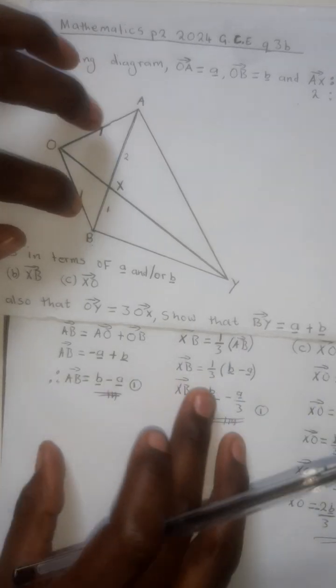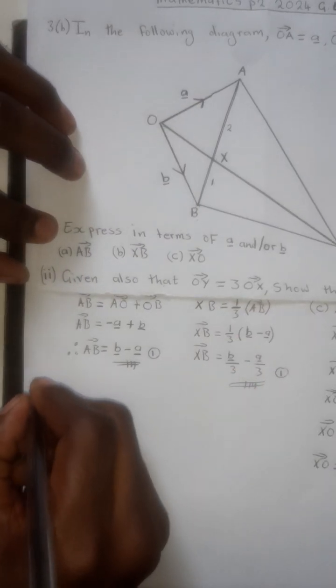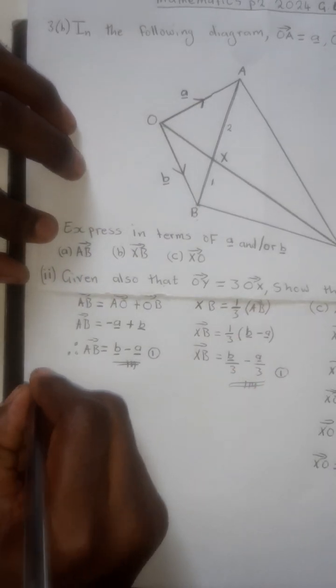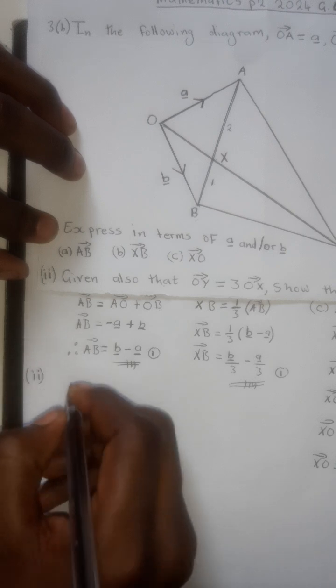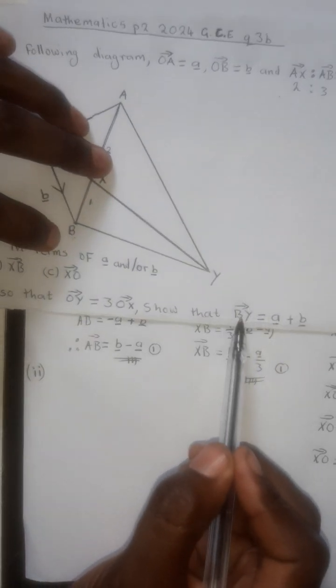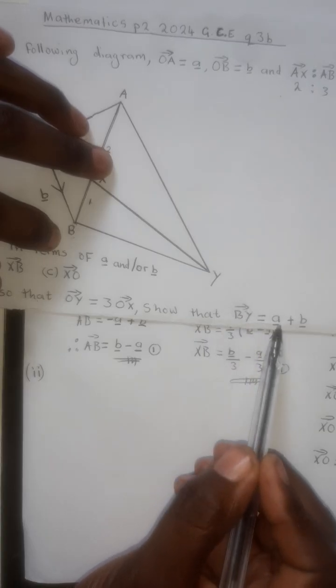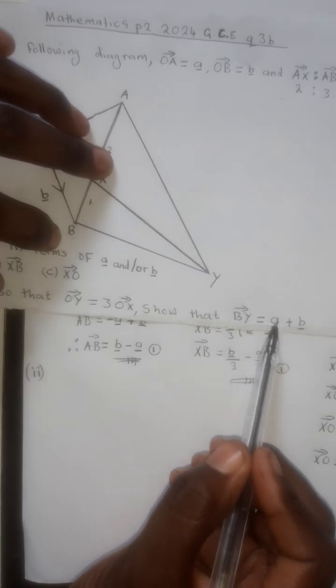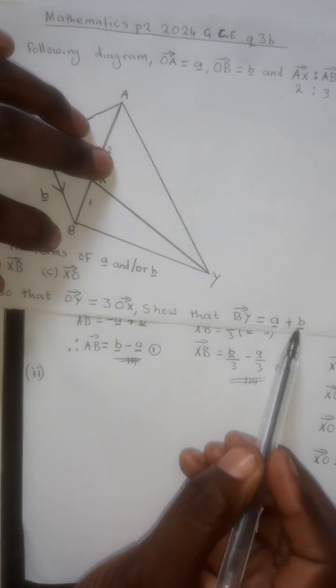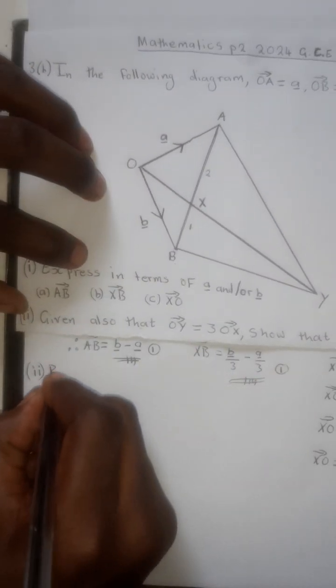Okay, so let's proceed. So we can now go to number 2. So this is number 2 here. Okay, so we just get the same BY. So we just need to find the same BY and see if it will give us positive vector A and positive vector B. Okay, so BY, let's find BY.